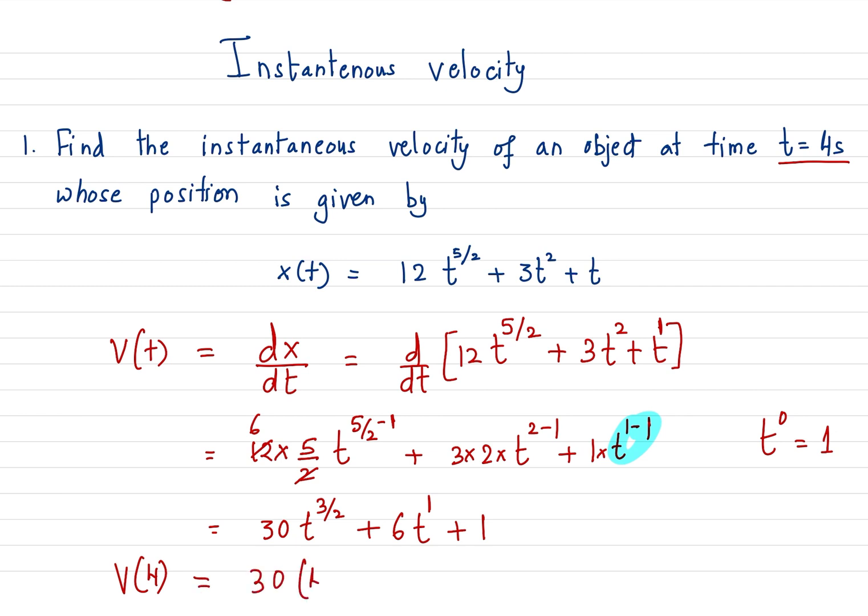So 30 times 4 to the power of 3 over 2 plus 6 multiplied by 4 plus 1. I'll just use my calculator to get the value for this. That's 30 times 4 to the power of 3 over 2, and then plus 6 times 4 is 24, and then plus 1. That gives me the answer as 265. So 265 meter per second.